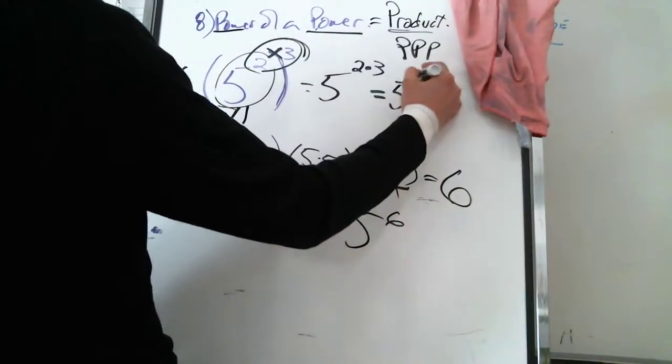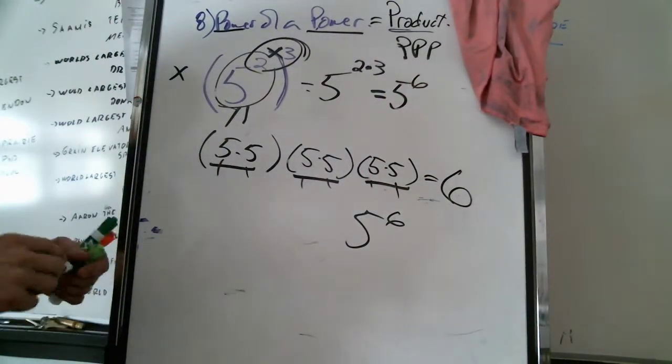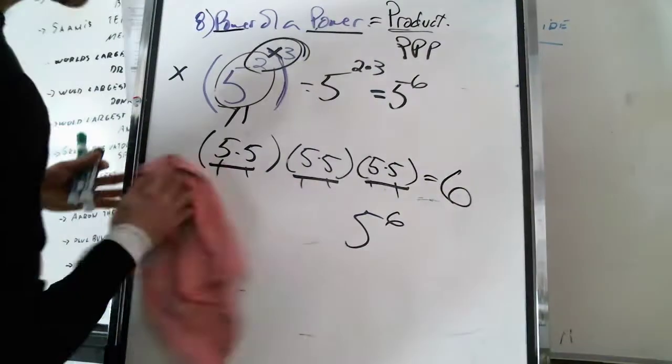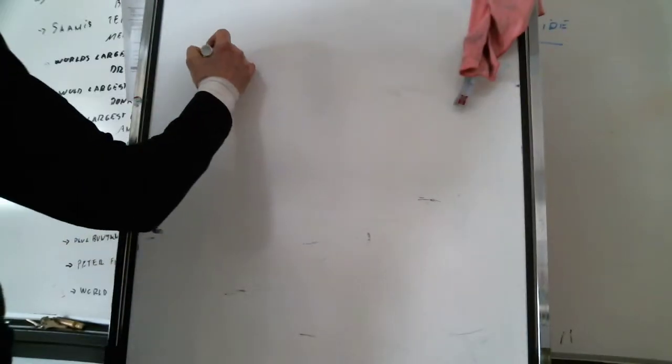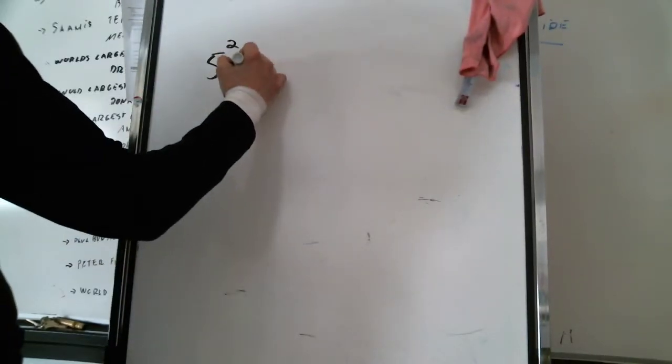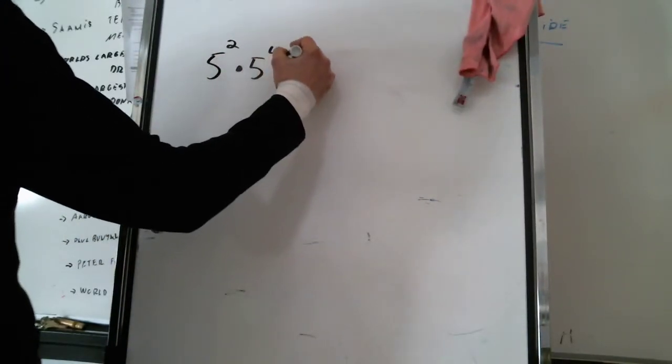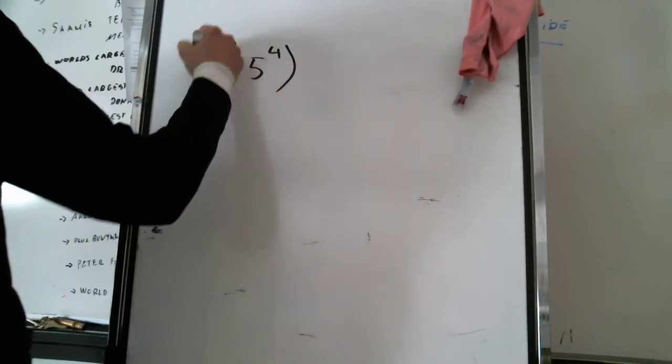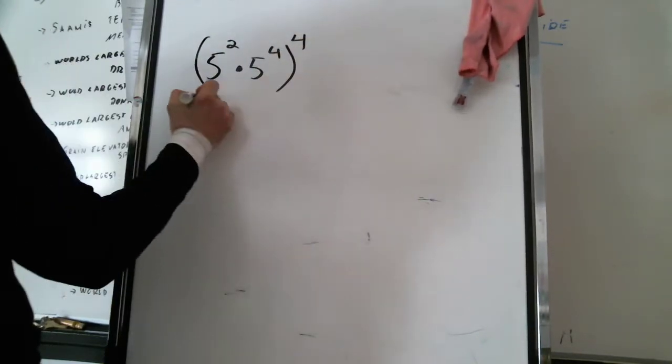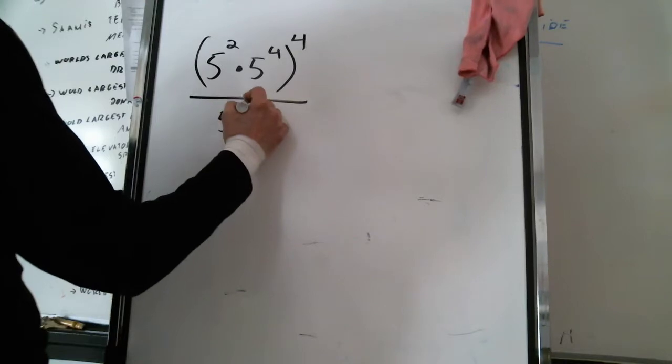Whatever works. 5 to the 6. That's the answer. Now I'm going to do one with a bunch of them all together, because that's what your homework becomes. Let's go: 5 squared times 5 to the 4, oh, let's make it really fun, to the 4 divided by 5 to the 3.